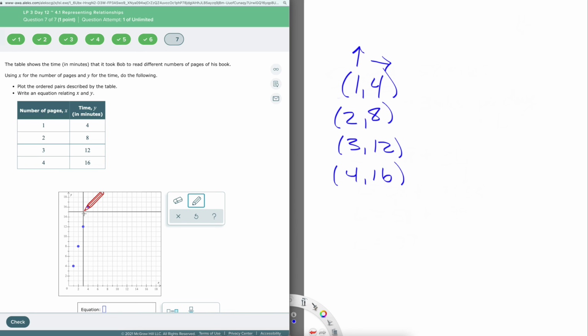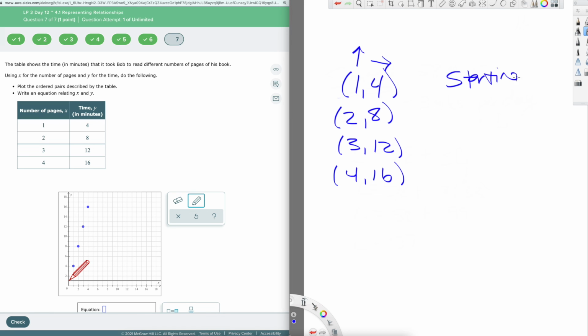So we want to think about, where did we start? Before he started reading his book, where was our starting point? So our starting point would have been 0, right? He hasn't read any pages yet at the starting point. When he started reading the book, he was literally on the beginning of the page. He hadn't opened it quite yet. So we have a starting point of 0 pages. And he's adding 4 minutes per page. Right? So we noticed this happening already. We could see it in the table. There's 4 plus 4, 8 plus 4, 12 plus 4. Or we can see it here.